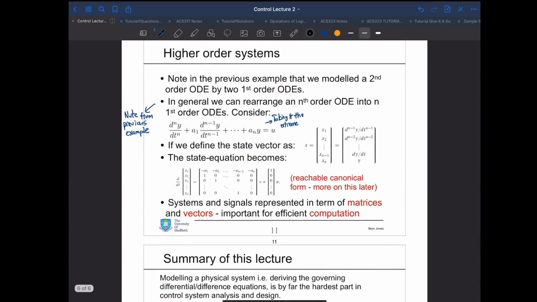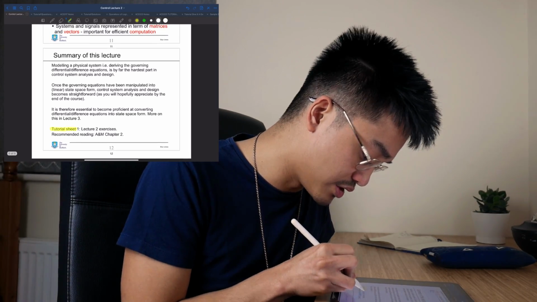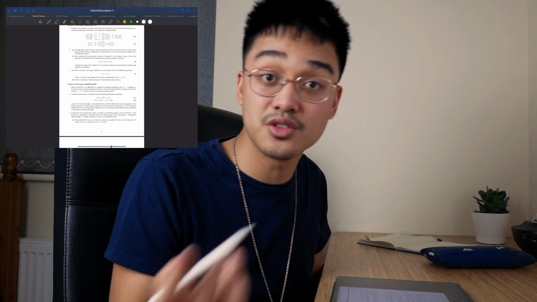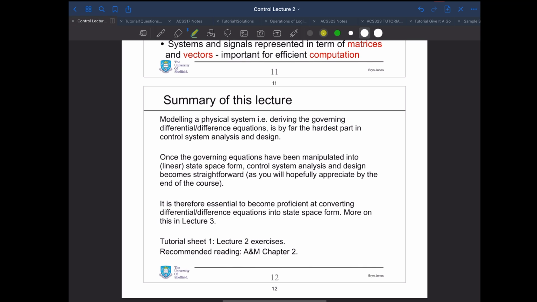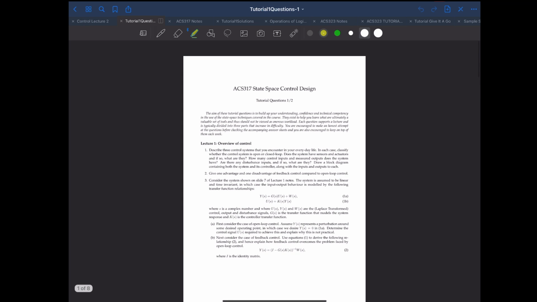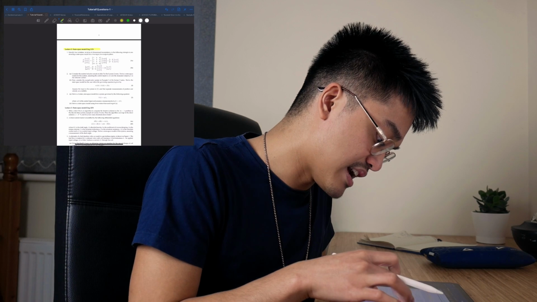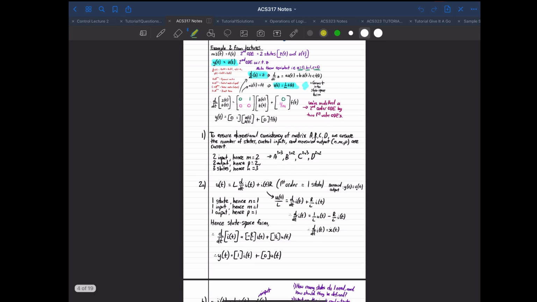And then continue, end of the lecture. As you can see from the summary slide at the very end, it's referring me to go to a tutorial sheet. And that's exactly what I do. I download the tutorial sheets from my uni website, and it says here: Sheet 1, lecture 2 exercises. So sheet 1, lecture 2 right there. And then I would just read it and have a go on my own here.